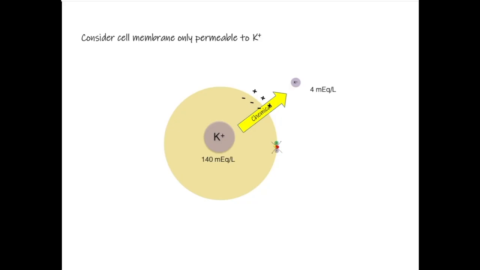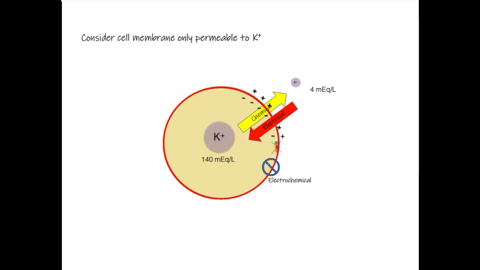Now that the inside of the cell membrane is negative, we have created an electrical force which will be directed into the cell. As potassium continues to leave the cell, the electrical force will increase in size. Eventually, it will become a magnitude that will exactly oppose the chemical force. So here, if we have the electrical force exactly opposing the chemical force, we have an electrochemical gradient of 0.